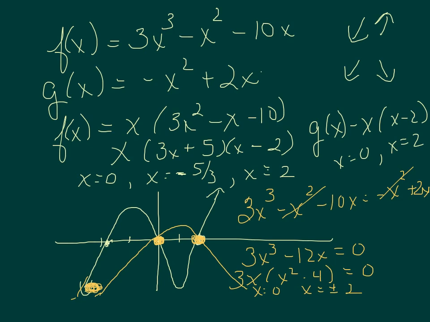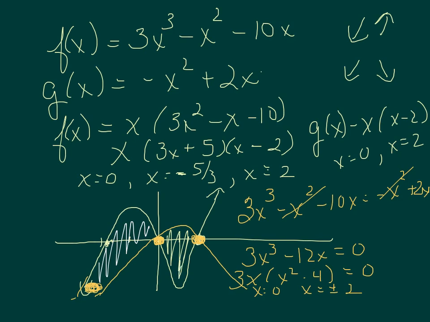Now, what happens when we go from negative 2 to 0? Which function's on top? F of x. But when we go from 0 to 2, which function's on top? G of x. So we have to do 2 separate integrals here. It's not even nice, because we've got f of x on top here, but g of x on top here.